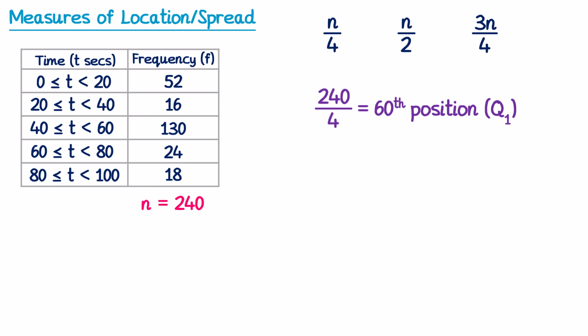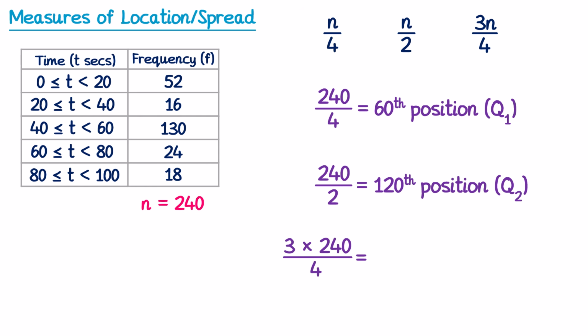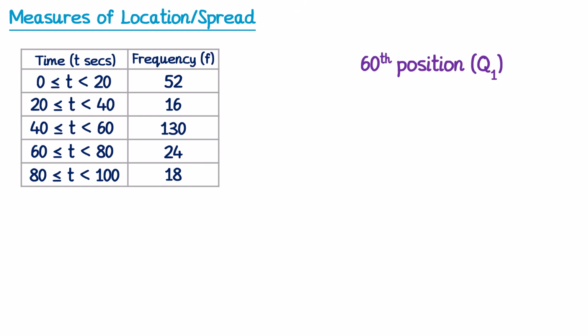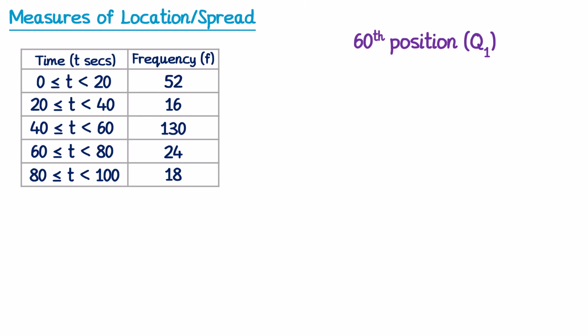We don't add 0.5 because it's an integer. Then for n over 2, we end up with 120, so the median is in the 120th position. We didn't need to add 0.5 even though n was an integer. And then for the upper quartile, we do 3/4 of n, which is 180, so it's in the 180th position. Now let's try and work out where these positions are. We'll start with the lower quartile.